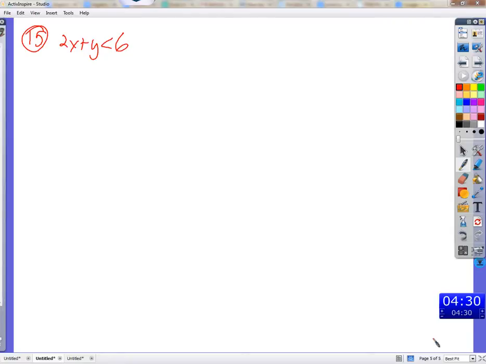Okay, so the first thing we're going to do is graph the line that this would make if it was 2x plus y equals 6. That's what the line represents. It represents all those places where both sides are equal. So how does that go? How do we do that?